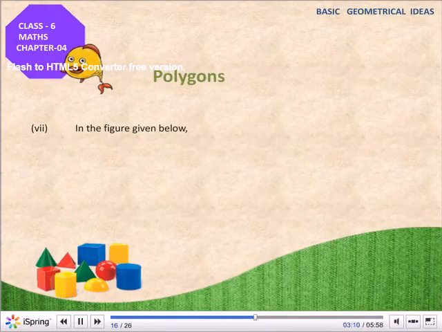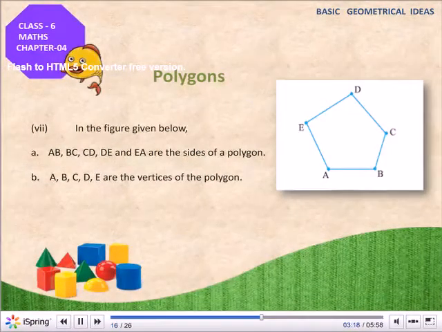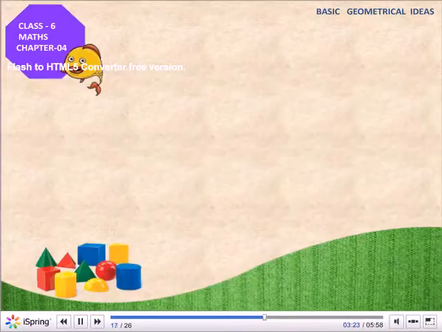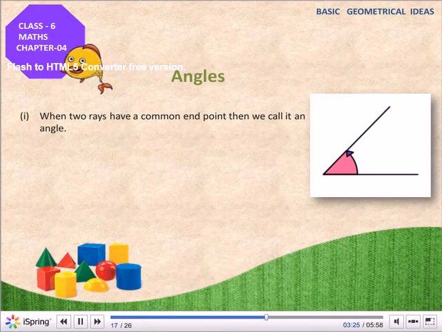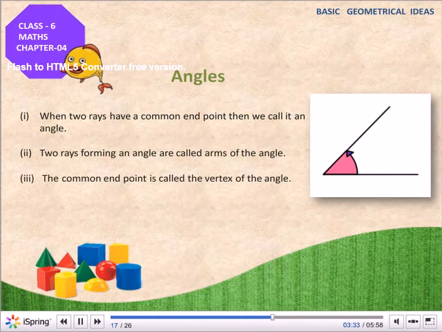In the figure given below, AB, BC, CD, DE, and EA are the sides of a polygon. A, B, C, D, E are the vertices of the polygon. Angles. When two rays have a common endpoint, then we will call it an angle. Two rays forming an angle are called arms of the angle. The common endpoint is called the vertex of the angle.